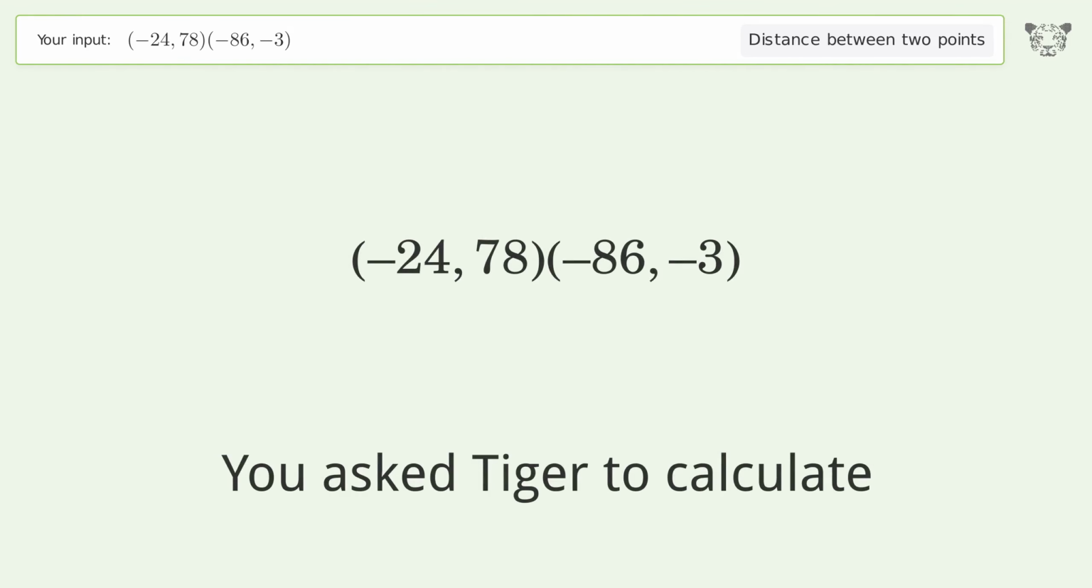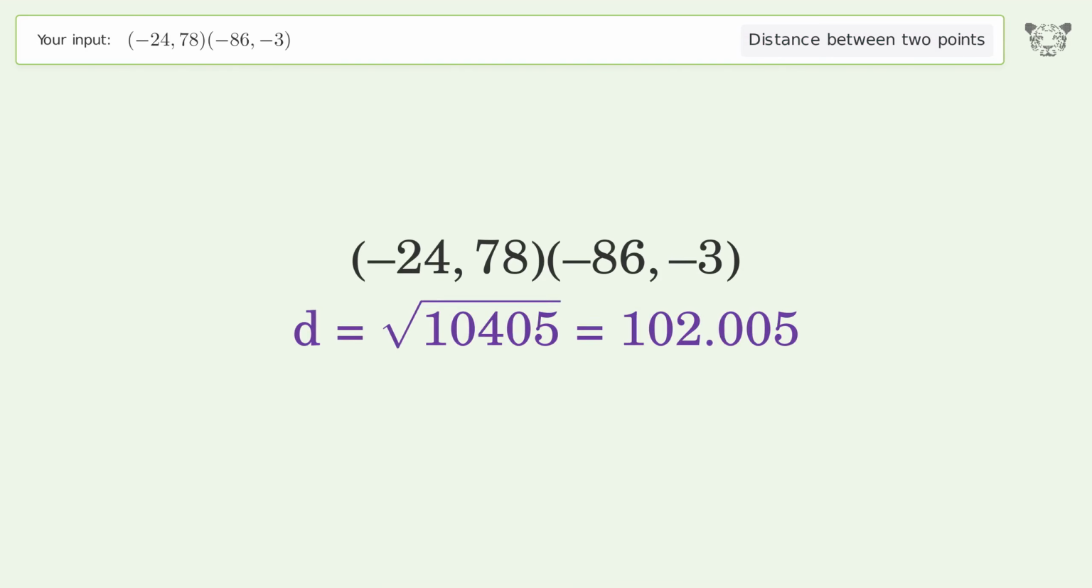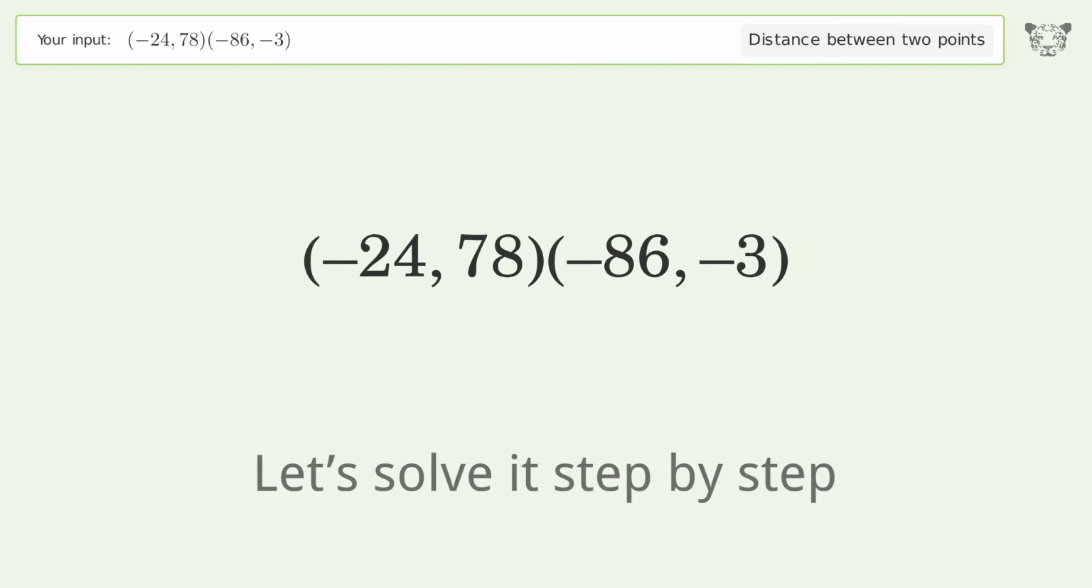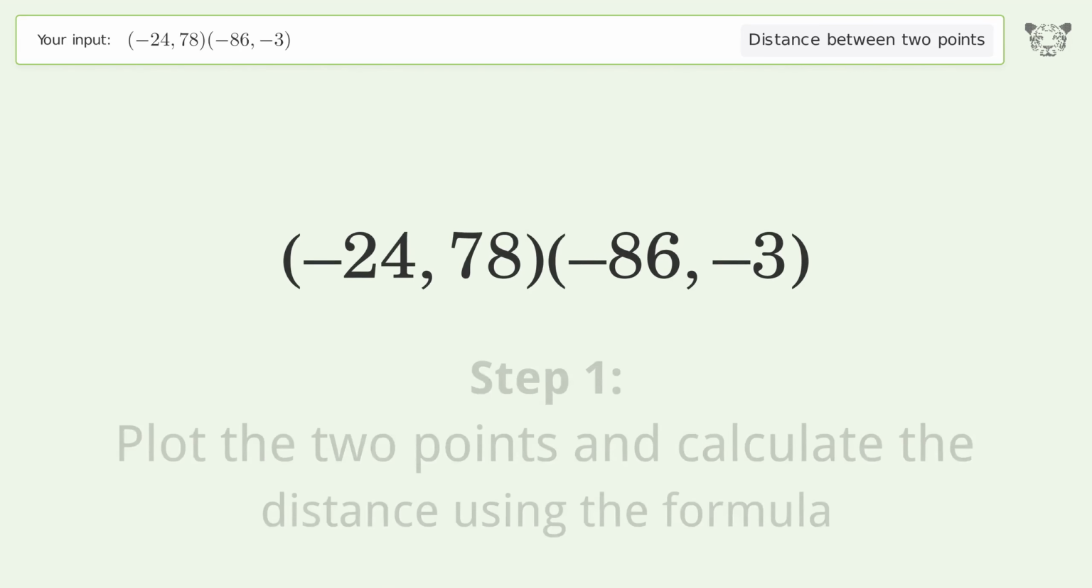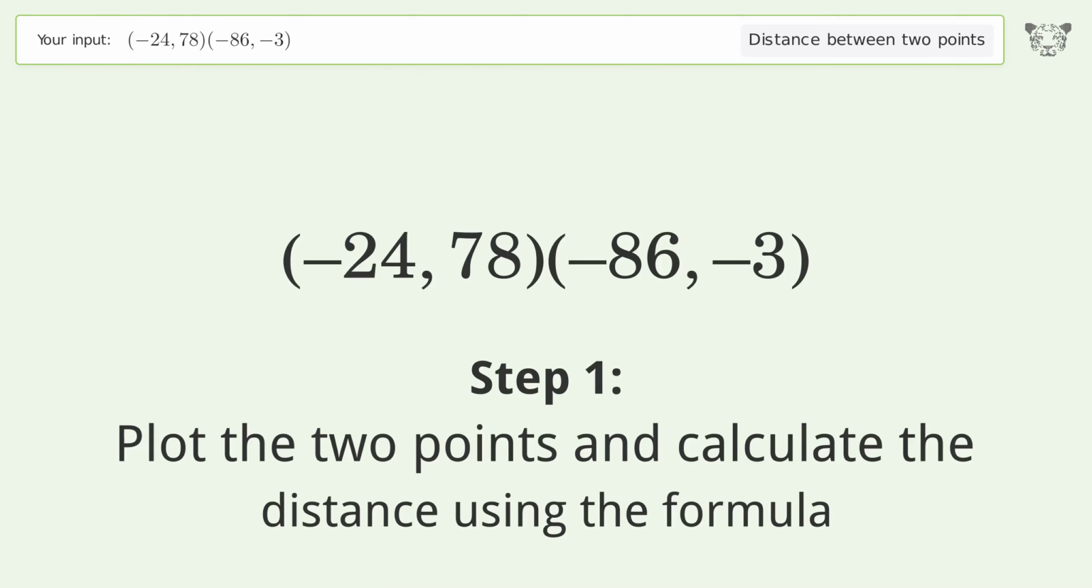You ask Tiger to calculate. This deals with the distance between 2 points. The distance between the 2 points is the square root of 10,405 or 102.005. Let's solve it step by step. Plot the 2 points and calculate the distance using the formula.